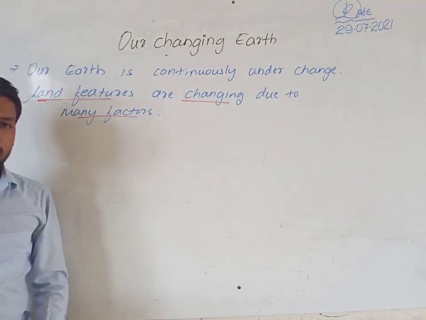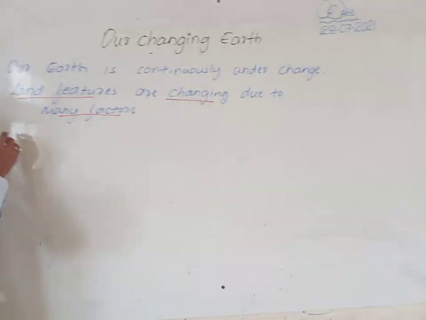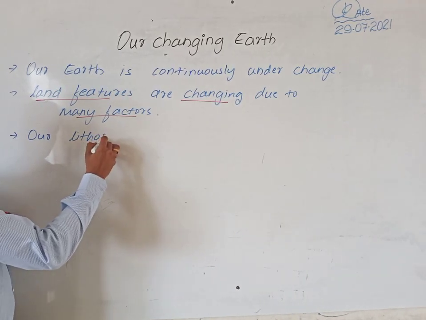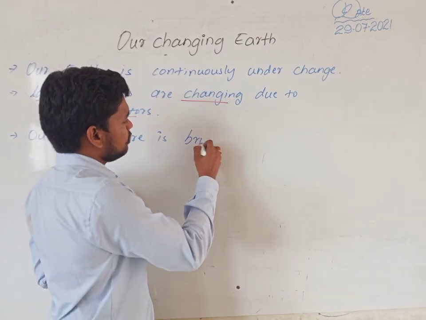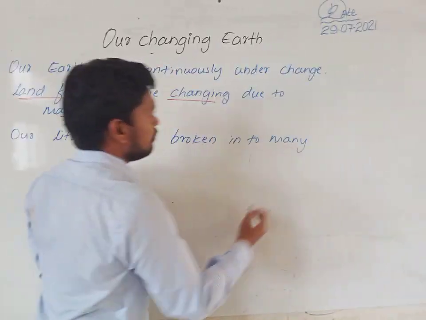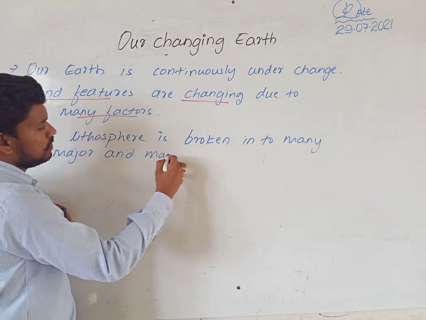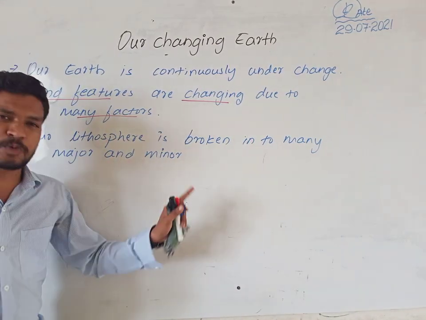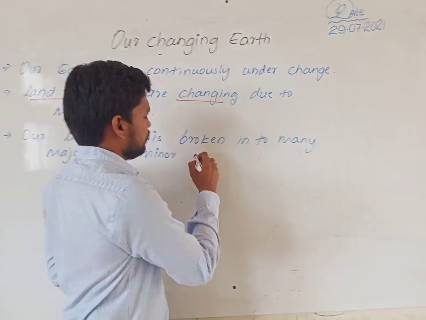There are many factors which cause a change. In that, the main thing is tectonic. Our lithosphere is broken into many major and minor plates. Major means big, and minor means the small ones. This lithospheric plate has broken into many major and minor plates or divisions.